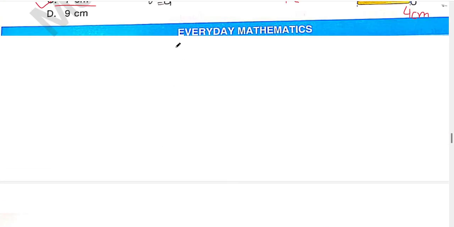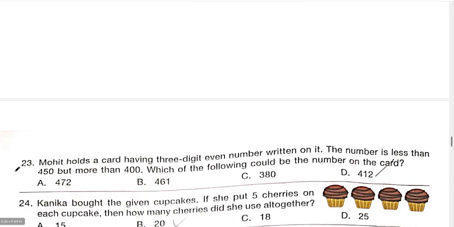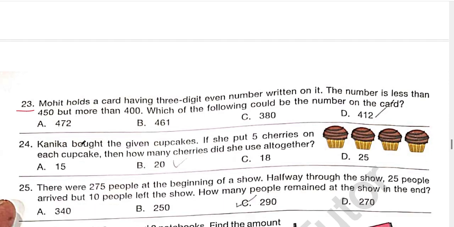Okay, the next section is the everyday mathematics section. Question 23. It says Mohit holds a card having a 3-digit even number written on it. The number is less than 450 but more than 400. So the number should be between this range, 400 and 450. It should be more than 400, less than 450. So which of the following could be the number on the card?